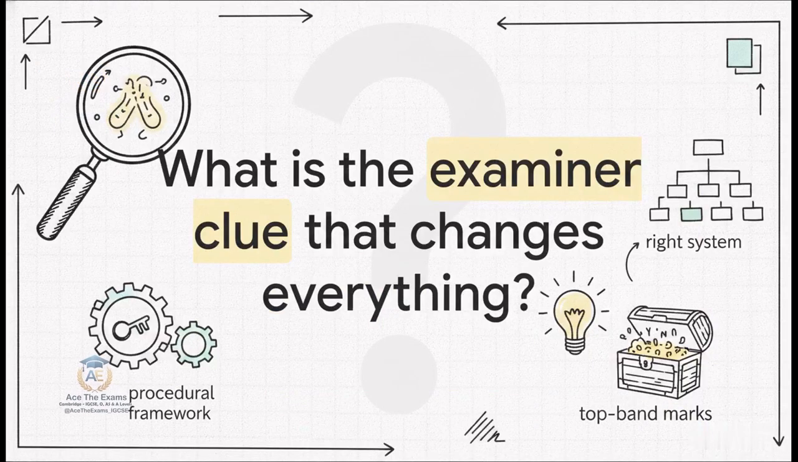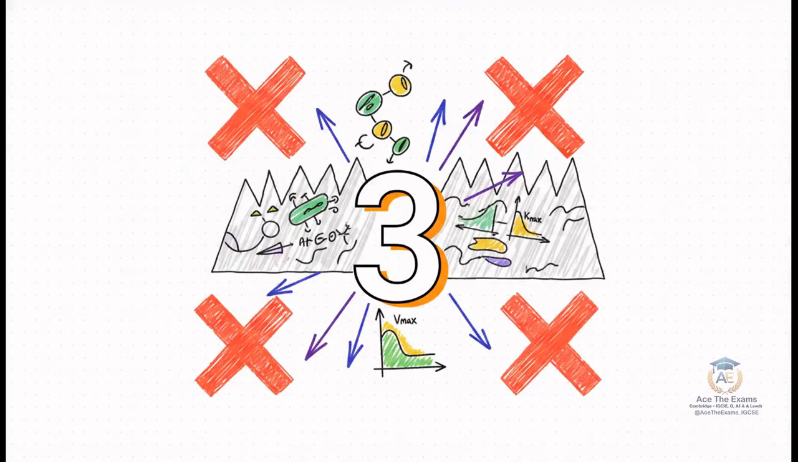Now, in just a moment, I'm going to show you the exact examiner clue that changes your answer completely. It's a real game changer for top band marks. But before we reveal it, we have to build the procedural framework, because without it, even the best clues just look like extra words on a page. And that brings us to number 3.